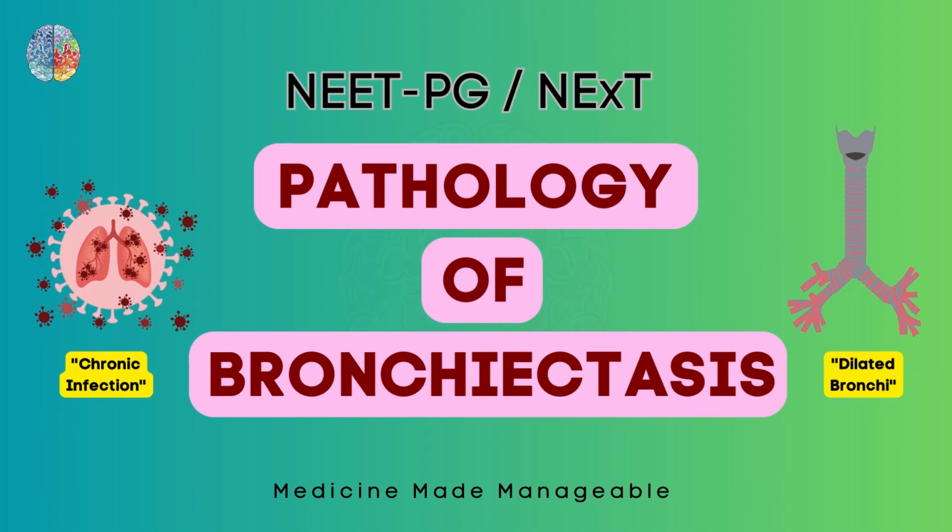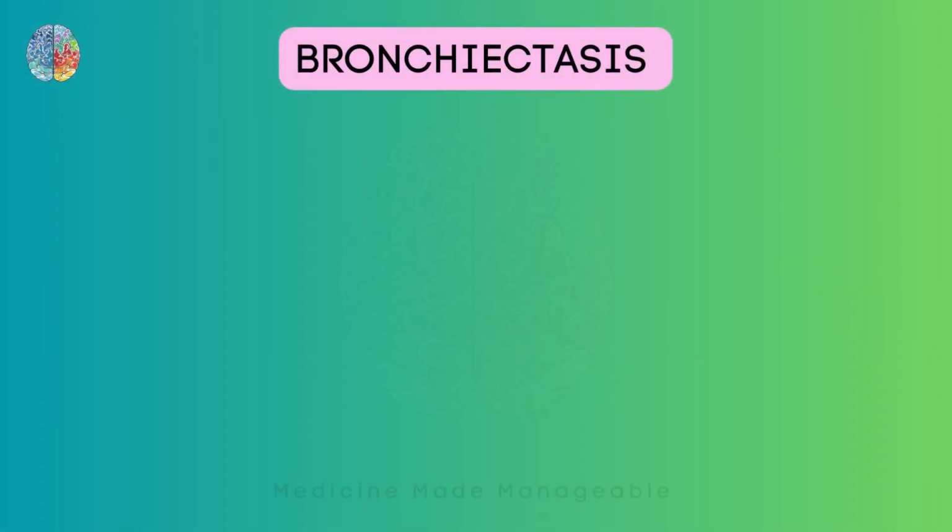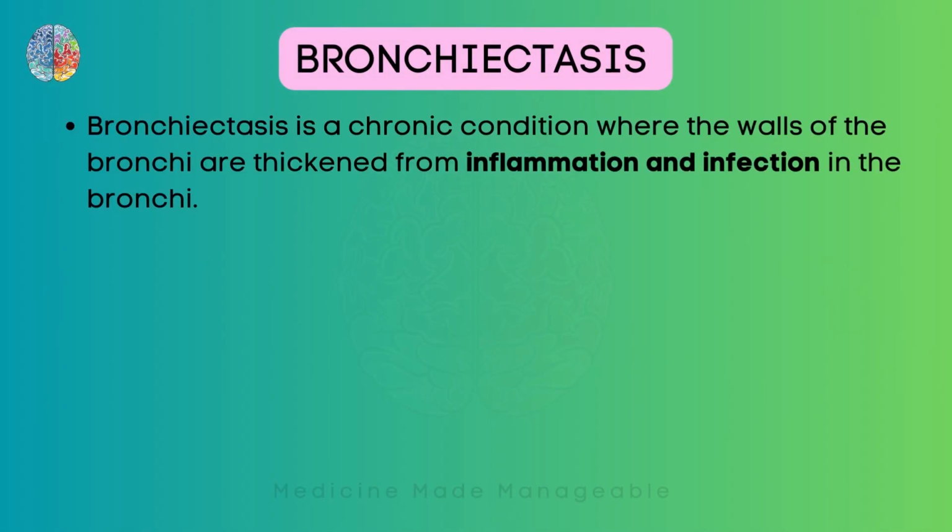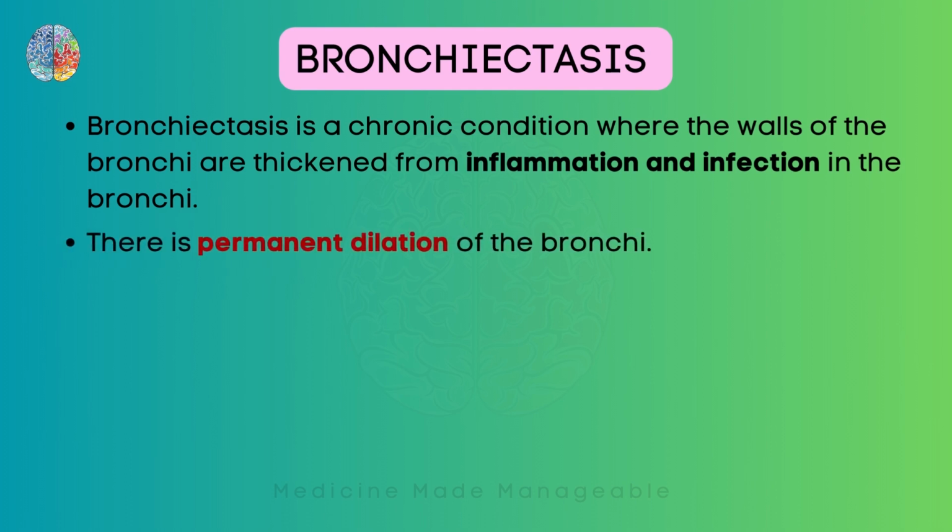Hello everyone. In this video we're going to be talking about the pathology of bronchiectasis. So let's start. What is bronchiectasis? It is a chronic condition where the walls of the bronchi become thick due to inflammation and infection in the bronchi, and this leads to permanent dilation of the airways.